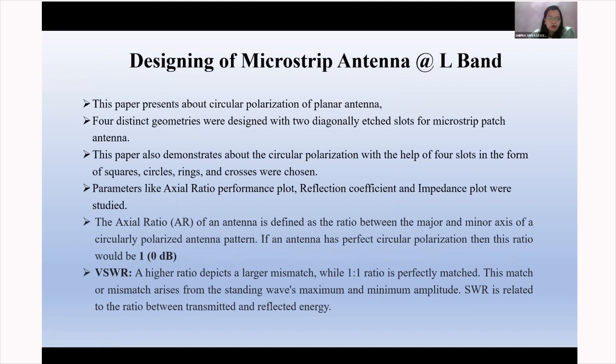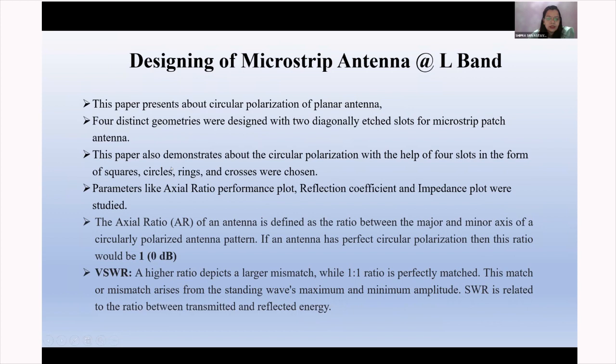Now, I'm coming over to my research work. This is my design. I have designed my microstrip antenna for the L band. In this paper, I am designing my antenna to achieve circular polarization. I have designed it using the i3D software, an electromagnetic simulator. I have chosen four geometries over the patch. We have cut the slots in the form of squares, circles, rings, and crosses.